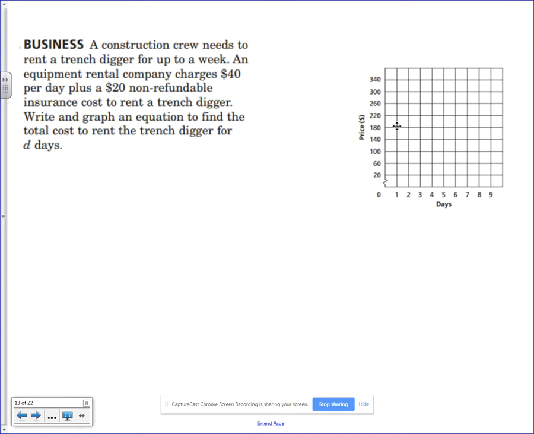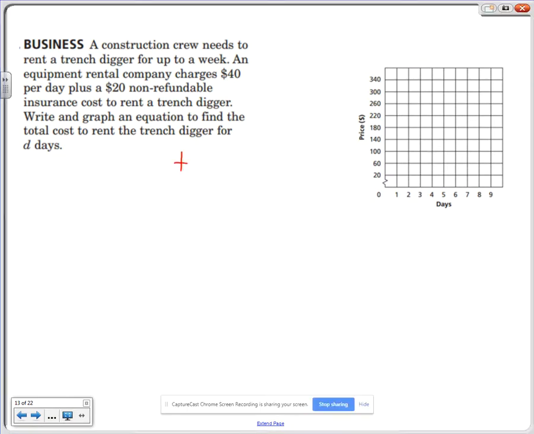An equipment rental company charges $40 per day plus a $20 non-refundable insurance cost to rent a trench digger. Write and graph an equation to find the total cost to rent the trench digger for D days. I want to know where I begin first. What does this cost me right out the gate? $20. So that's my B on the end. What else am I charged? A day, right? Do they tell me a variable to use for days? So how are you going to represent that? 40D equals, do they tell me the other variable to use? What do you want to use? Yeah, I'd use Y too because that would normally be off by itself, wouldn't it?